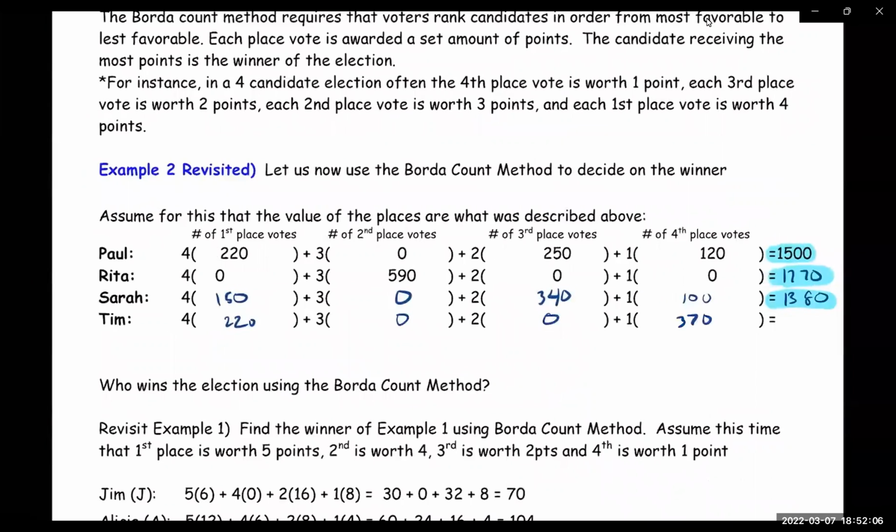All right, so now we multiply 4 times 220. You don't have to do these two because they're 0. And then plus 370. And it looks like you are right, 1,250. That's what I got too, 1,250. And as you can see, the winner, if we did Borda count, would be Rita.